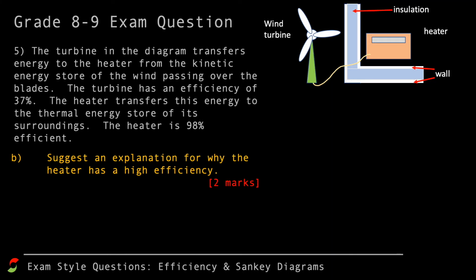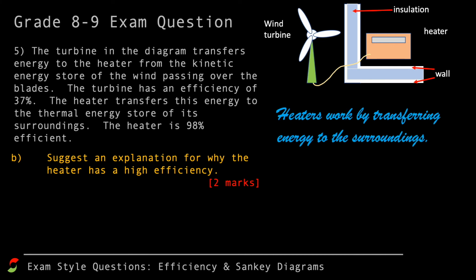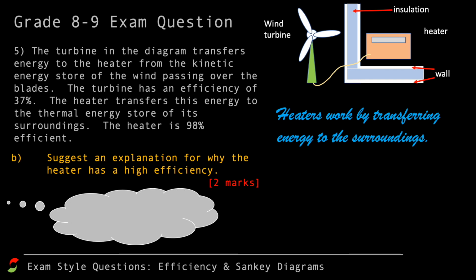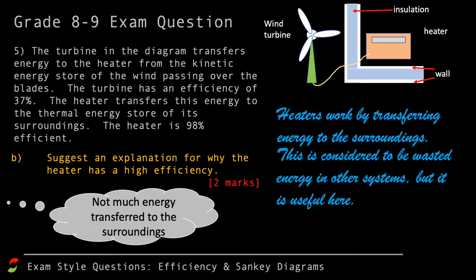Okay, part B, about why heaters have a high efficiency, so 2 marks. And the thing about heaters is that they work by transferring energy to the surroundings. But you might be thinking, high efficiency means not much energy is transferred to the surroundings. But that's how heaters work. They transfer energy to the surroundings. And therefore, that energy is useful. So once we realize that, we can say that that energy that's transferred to the surroundings isn't wasted, it's useful. So that means the efficiency of the heater is very high. So any that goes through the walls to the outside would be wasted, and then that would make the efficiency smaller.